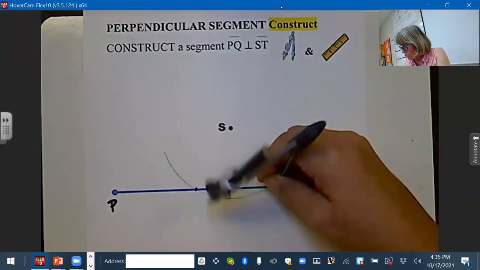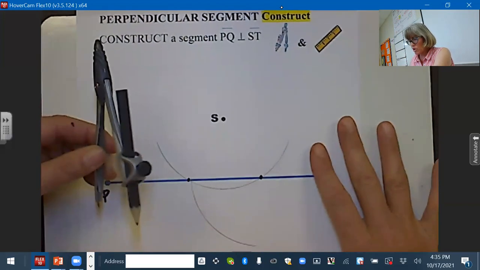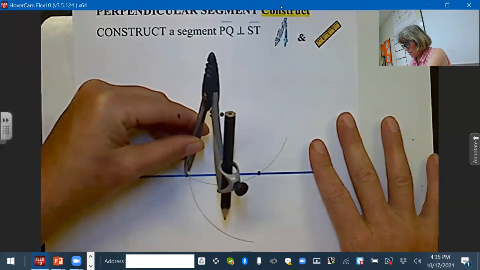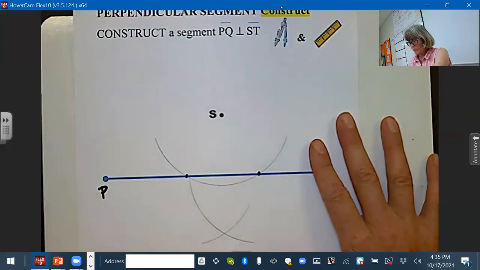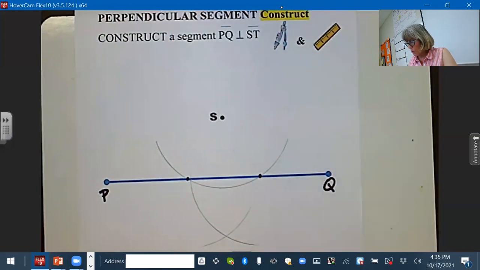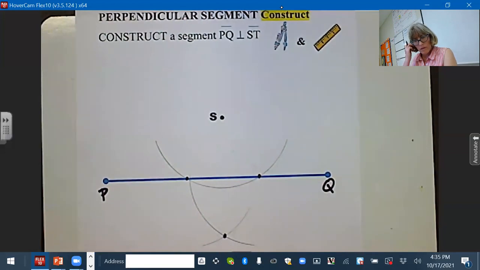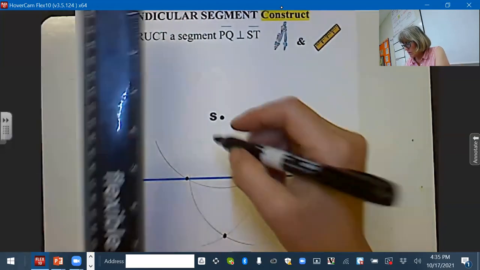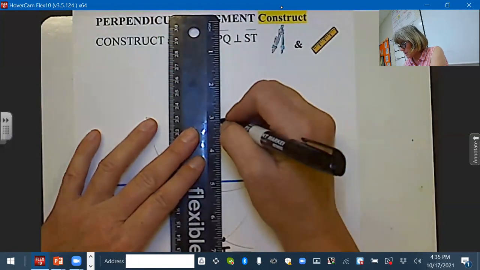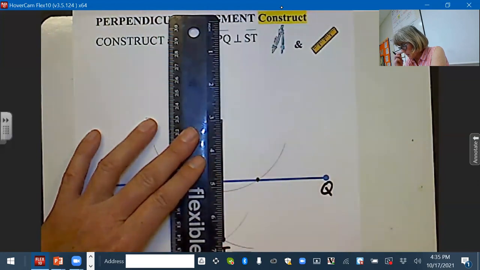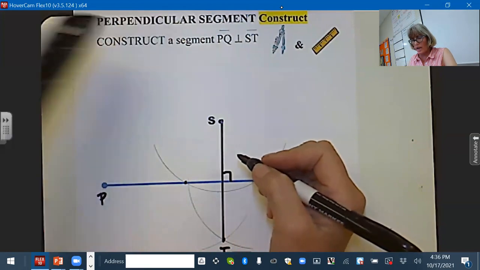You put your compass on one dimple. Don't change your compass setting between dimples. And do a sweep. The other dimple, do a sweep. You will see there's a point of intersection. And now you connect, we'll call that point T. You can connect S to T. If you've done this correctly, this right here is a perfect 90-degree angle.